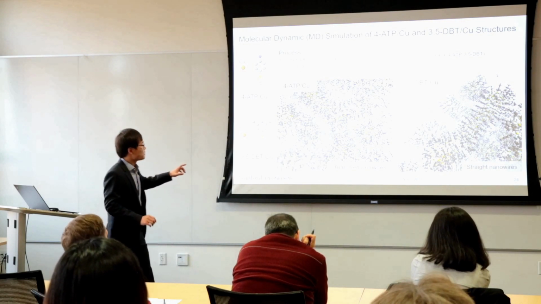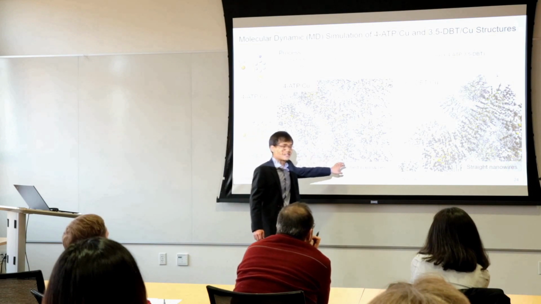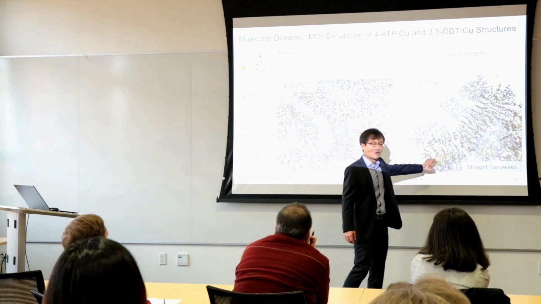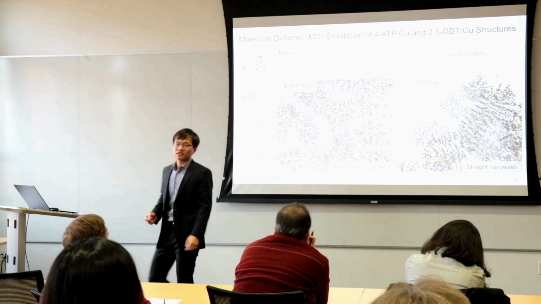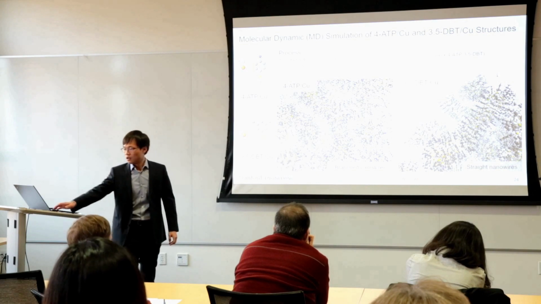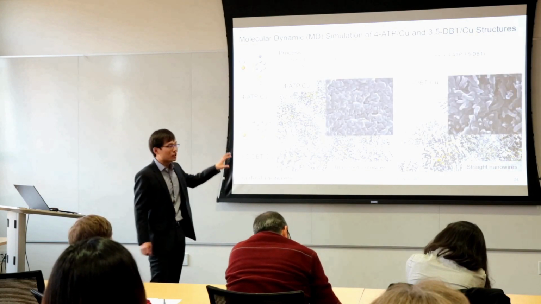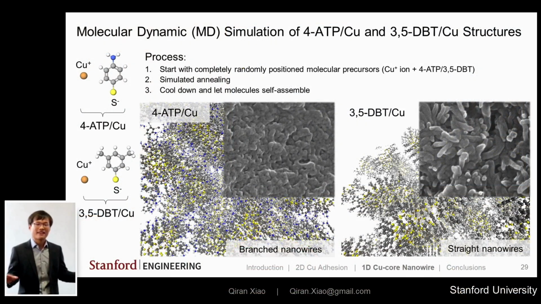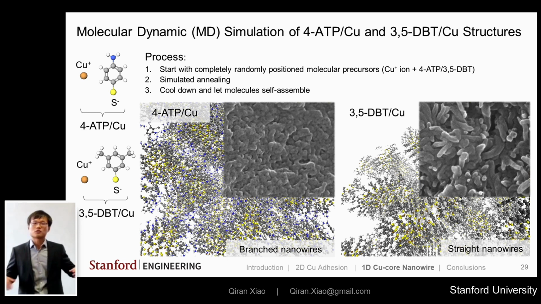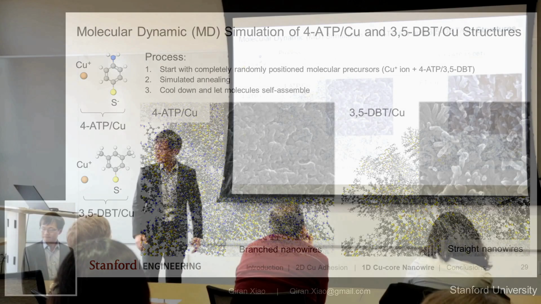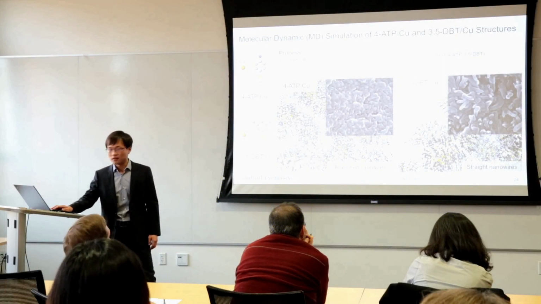Note also the branching morphology for the 4-ATP copper, which is absent in the 3,5-DBT copper, where only straight nanowires have been formed. This result is consistent with our SEM from earlier, in that 4-ATP copper nanowires had a lot of branches, and that's a result of the branched microstructure of the 4-ATP nanowire. And the straight rod-like 3,5-DBT copper nanowires are the result of very straight individual 3,5-DBT nanowires. So those two results relate very well.